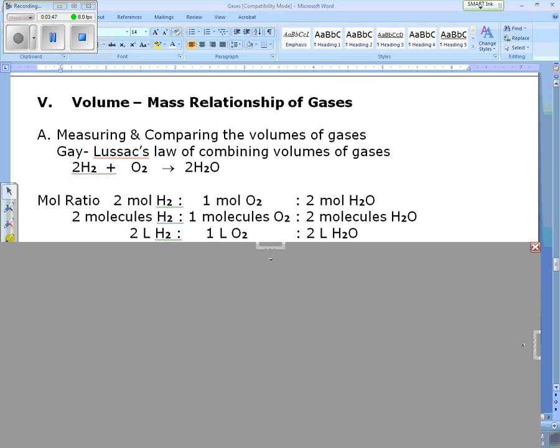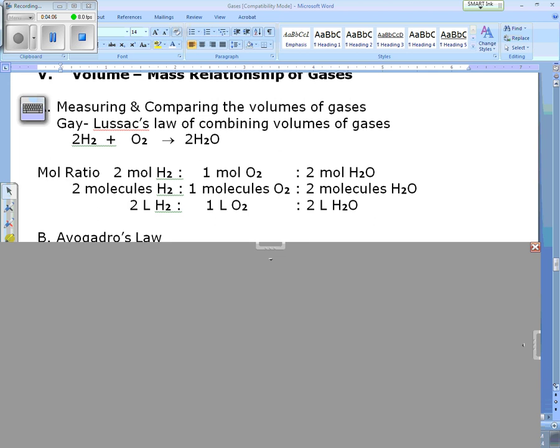We use it just like mole ratio. The numbers are coming from the exact same place. The 2 for 2 liters of hydrogen comes from the 2 in the balanced equation in front of H2. There are quite a few conditions on when you can use volume ratio, and we'll talk about those in just a minute.